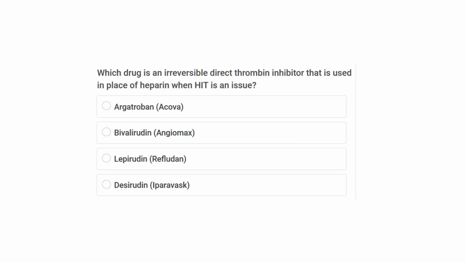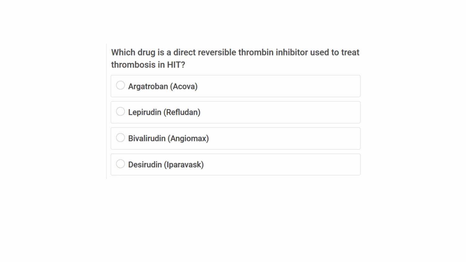Then we have: which drug is an irreversible direct thrombin inhibitor that is used in place of heparin when HIT is an issue? HIT is heparin-induced thrombocytopenia, when we cannot give heparin. So what would we give? I've already mentioned it, so you have to answer it. Then we have a direct reversible thrombin inhibitor to treat thrombosis in HIT. So for the previous question and this question, don't get confused. The difference is reversible and irreversible. So go through your books and see which one is a reversible inhibitor and which one is an irreversible inhibitor.